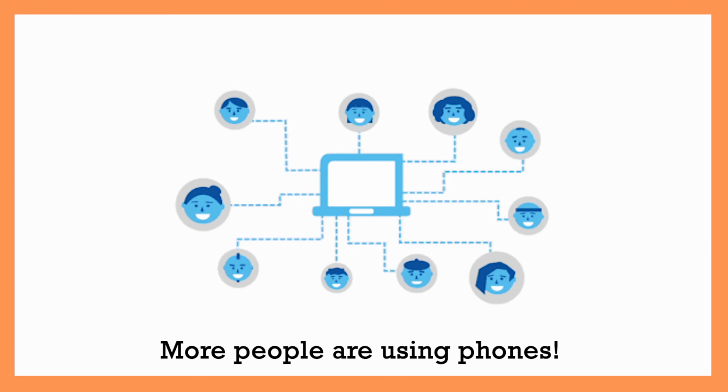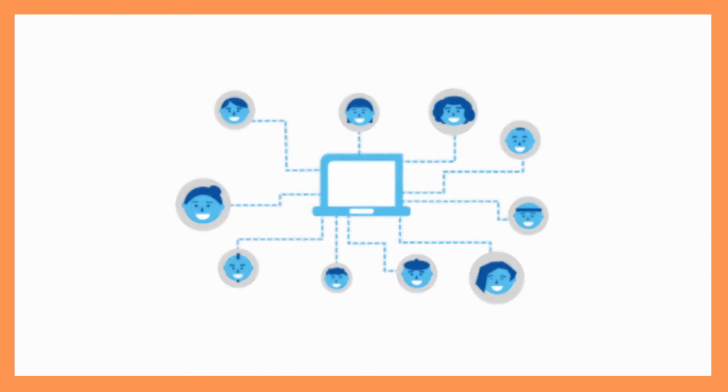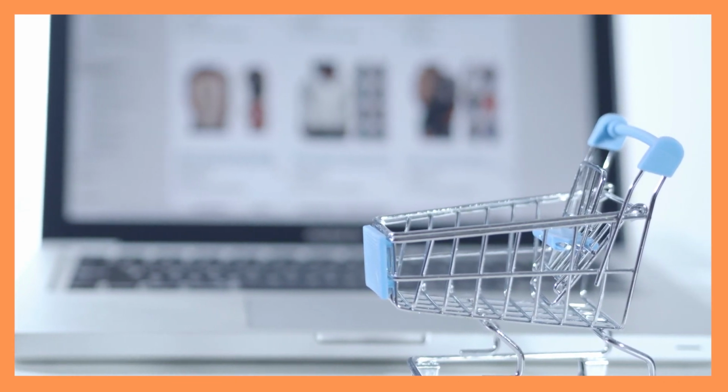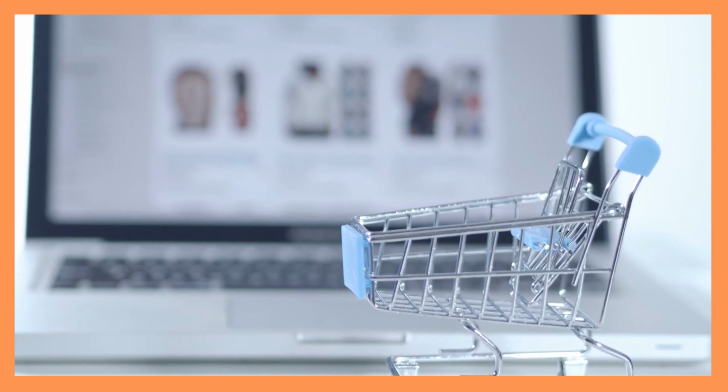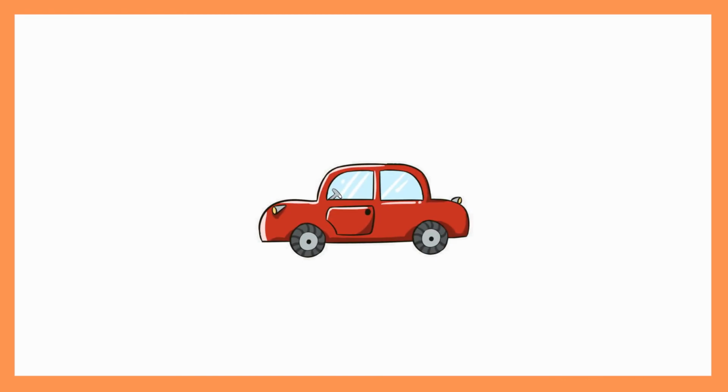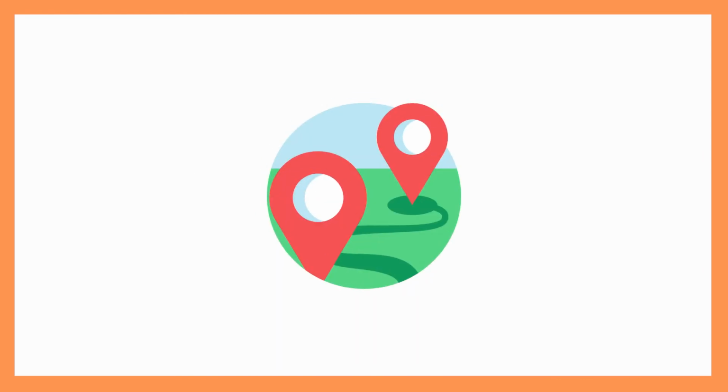The implications of the app ecosystem for e-commerce are significant. The smartphone in your pocket or the tablet computer on your lap becomes an always-present shopping tool for consumers, as well as an entirely new marketing and advertising platform for vendors. Early e-commerce applications using desktops and laptops were celebrated as allowing people to shop in their pajamas. Smartphones and tablets extend this range to the office desktop, to trains, planes, and cars. You can shop anywhere, shop everywhere, and shop all the time, in between talking, texting, watching videos, and listening to music.